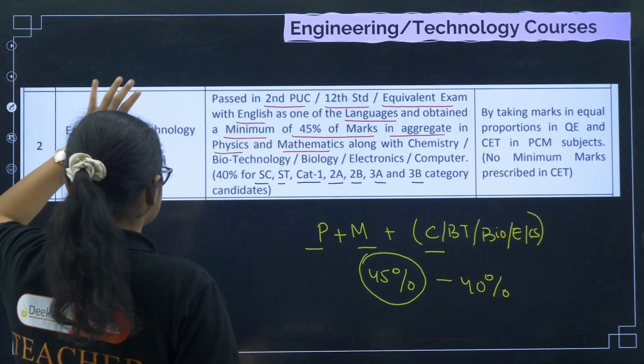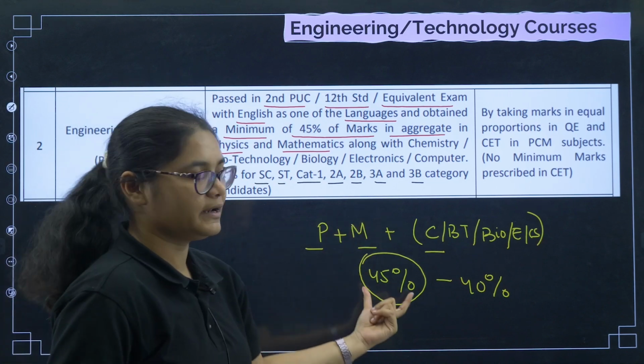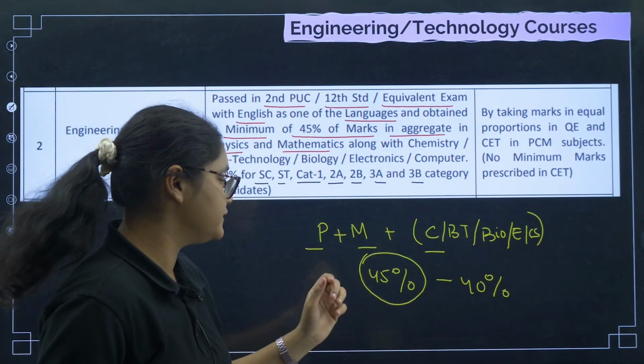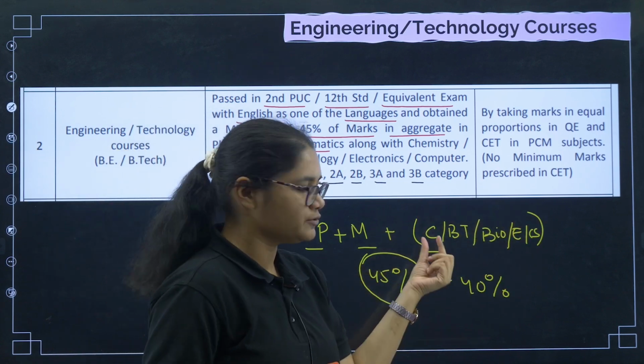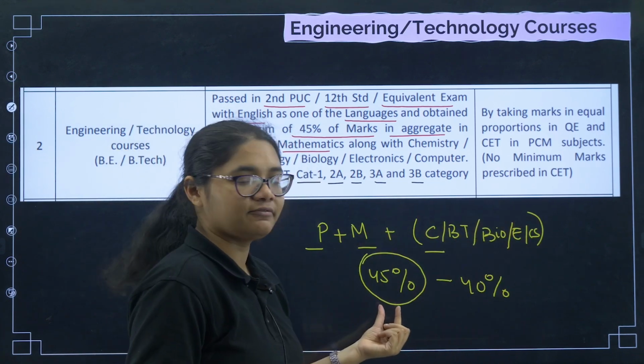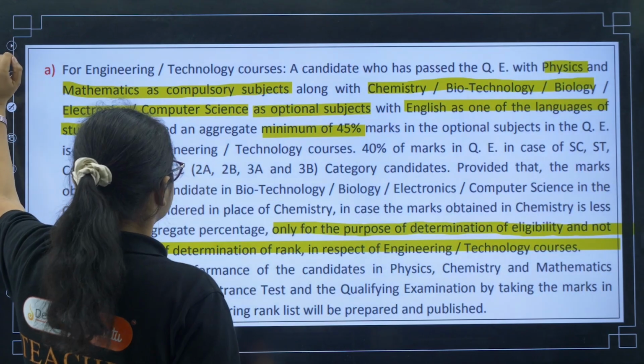Okay, now this is the percentage you should remember. Those students who are writing your 12th exams now, please make sure that physics and maths are compulsory, and any one of the other subjects you have chosen, in that you are getting an aggregate of 45%. Okay, now coming to the next one.